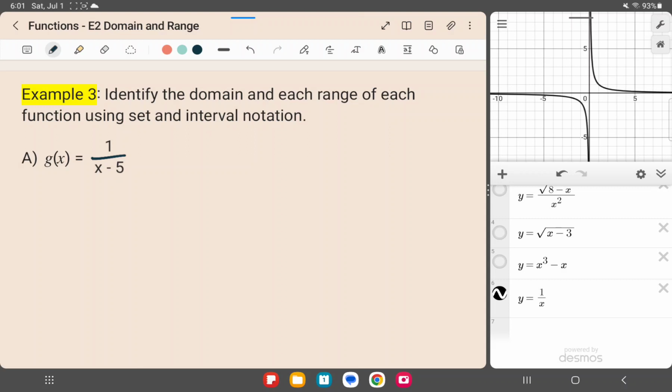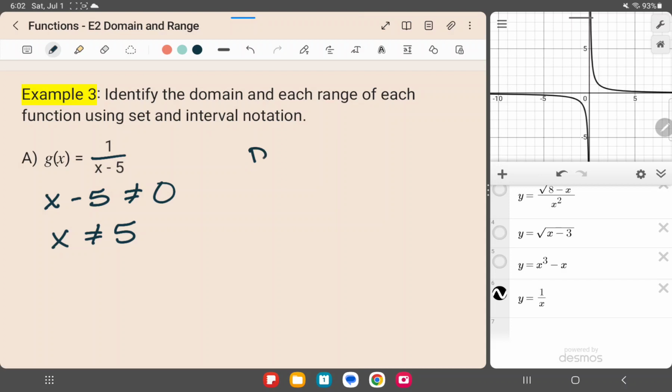We know from our previous example that with fractions, we have to be careful, and the denominator can't equal 0. So I'm going to take the expression that's in the denominator and say that x minus 5 can't be 0. And when I solve for x, that tells me that x can't be 5. There's my domain. I know I can plug in other positive numbers, other negative numbers, fractions, but the only thing I'm worried about is the denominator being equal to 0, and that's only going to happen when x equals 5.